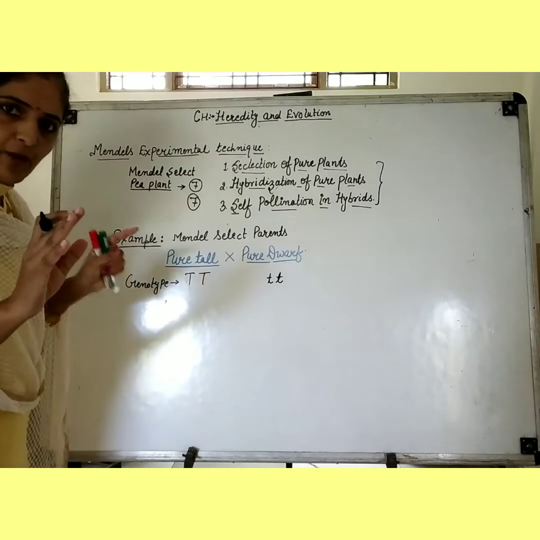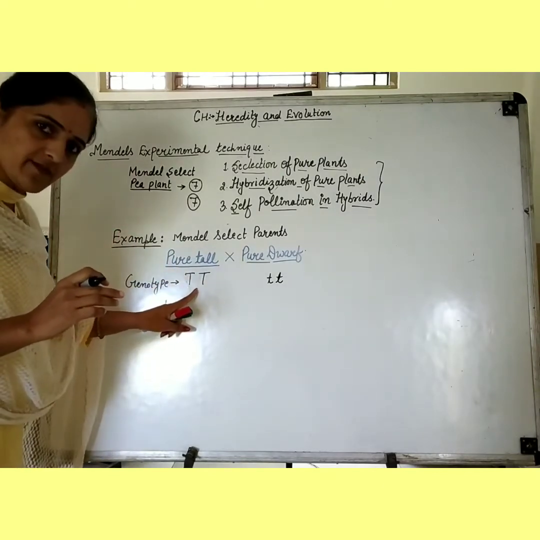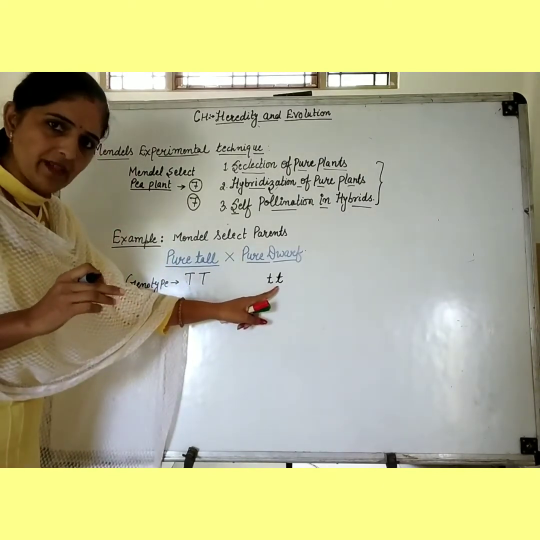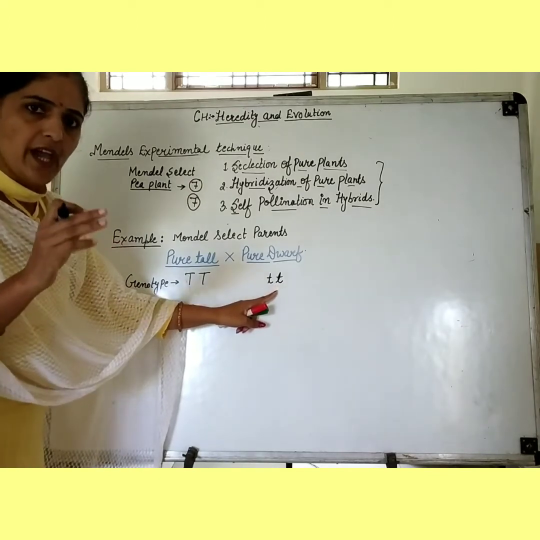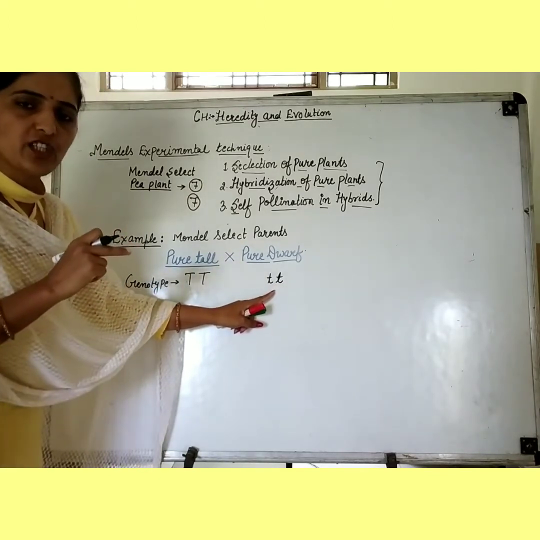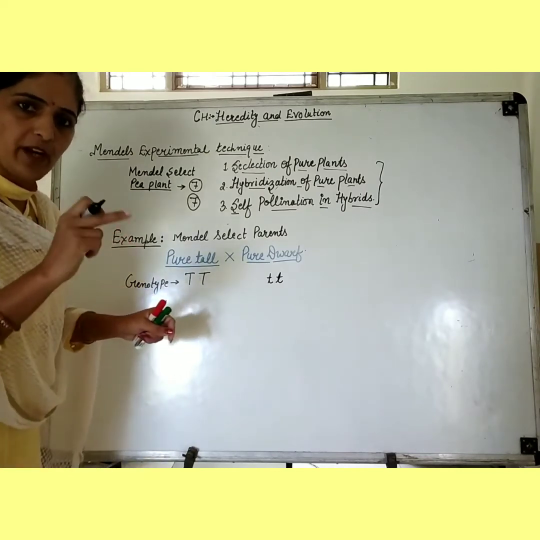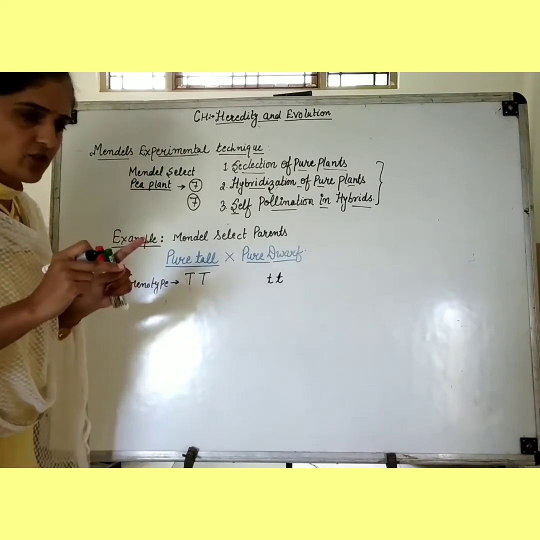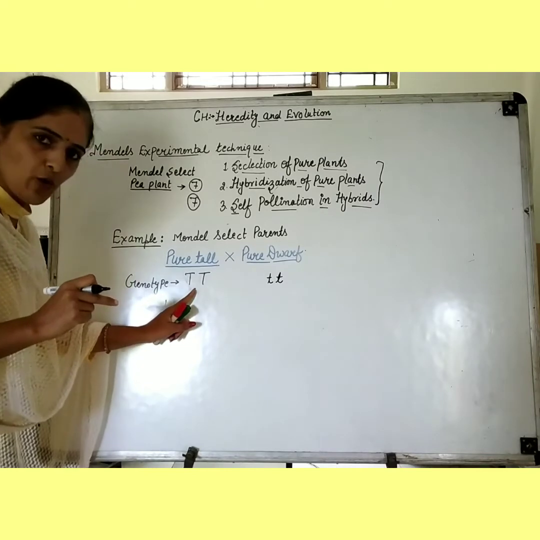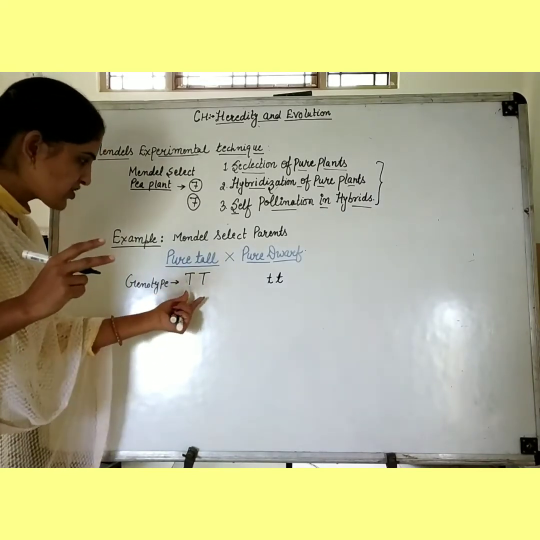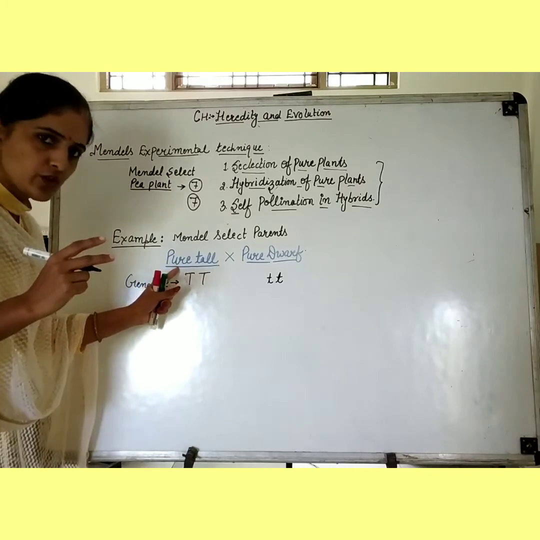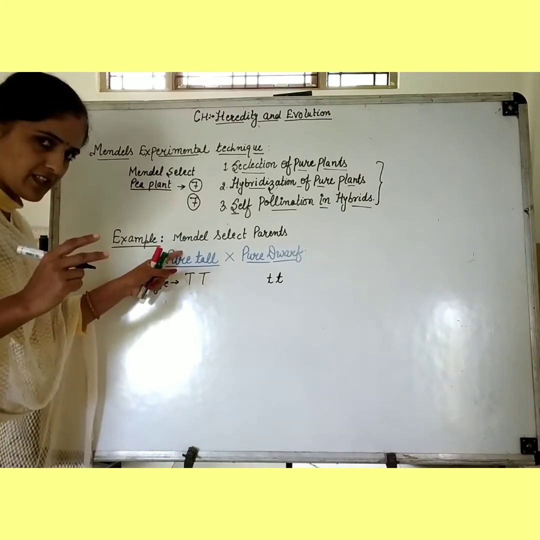And now see what will happen here? They form the gametes and they also form the gametes. Gametes are the sex cells and are haploid in nature. We have already discussed this in the chapter on reproduction in organisms. Now see what will happen here, beta? These capital T and capital T are the genes which control the tallness character of that parent.